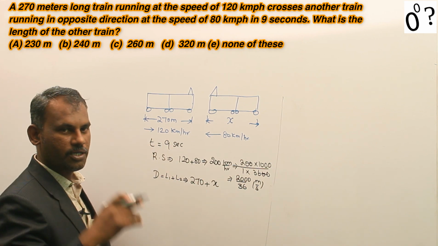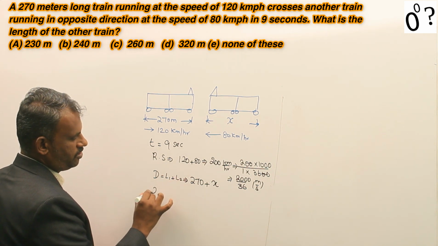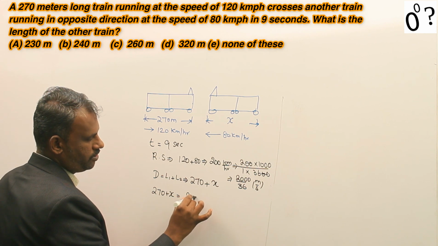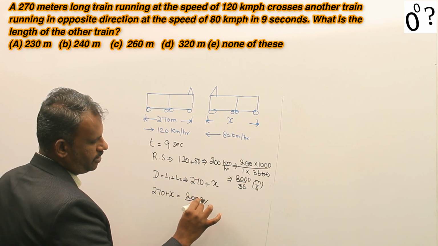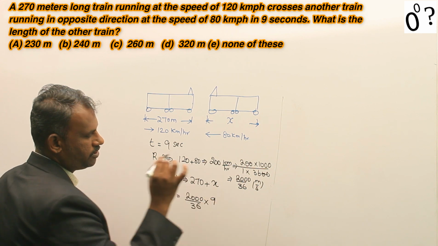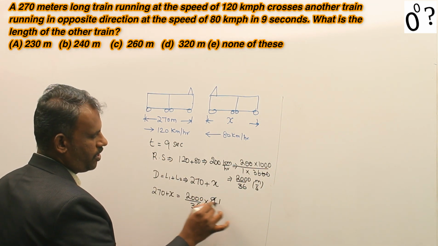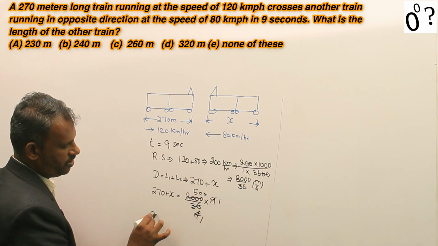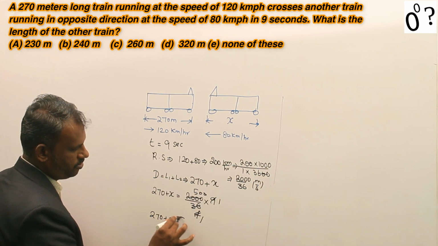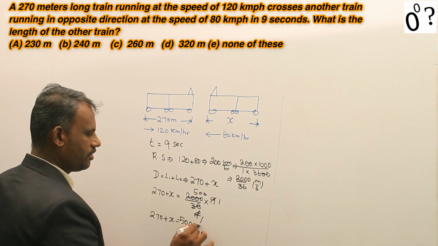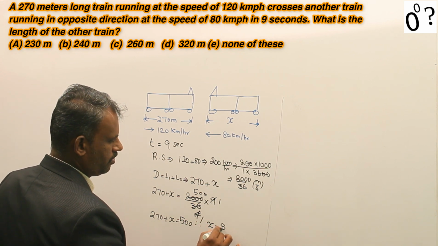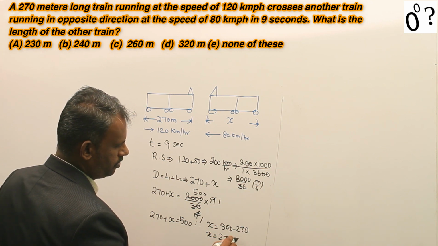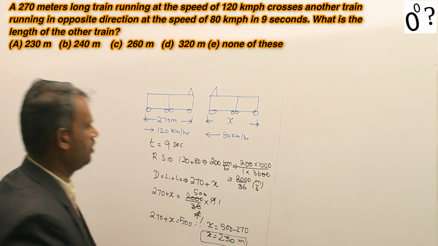We know the formula, distance equals speed into time. So the distance 270 plus x equals speed 2000 divided by 36, and the time taken by the trains to cross each other is equal to 9 seconds. So 9 into 4 cancels, and 2000 divided by 4 is 500. So 270 plus x equal to 500, then x equals 500 minus 270, x equals 230 meter. This is the answer for this question.